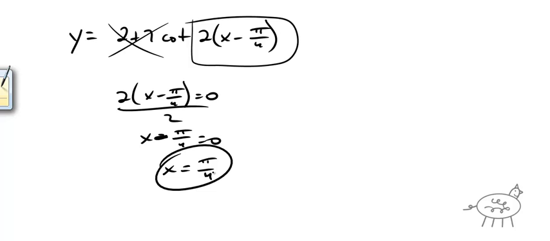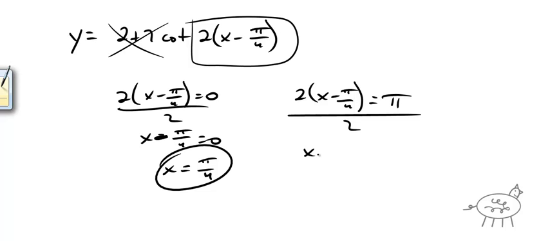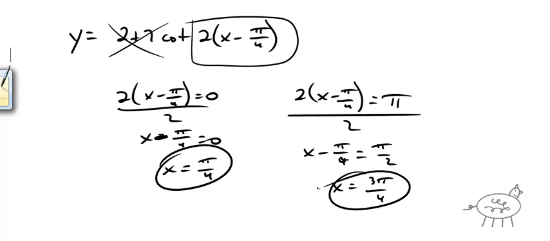Okay? Again, I'll do another one because I'm usually going to ask you for 2. So 2 parentheses x minus pi over 4. There's another one at pi. So divide both sides by 2. So x minus pi over 4, sorry, equals pi over 2. And then I add pi over 4. So x equals 3 pi over 4. That's another asymptote. Okay? Pretty easy. Let's do one more asymptote one.